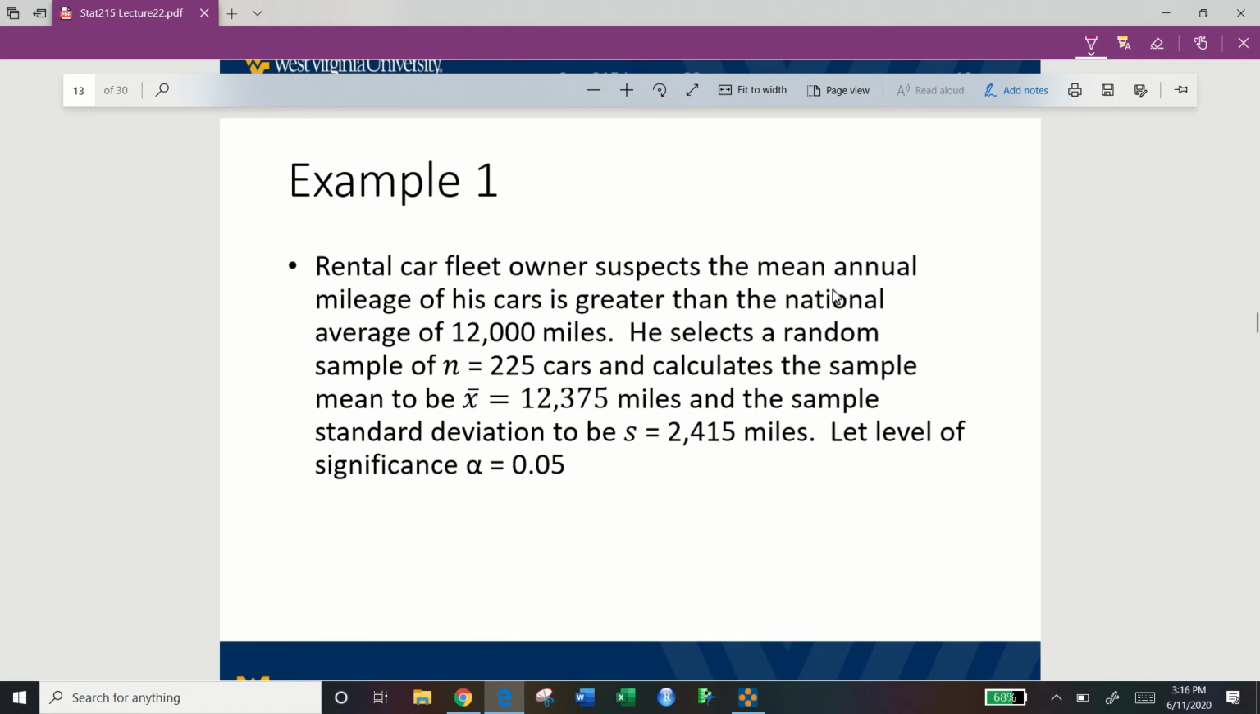A rental car fleet owner suspects the mean annual mileage of his cars is greater than the national average of 12,000 miles. He selects a random sample of n equals 225 cars and calculates the sample mean to be x bar equals 12,375 miles and the sample standard deviation to be s equals 2,415 miles. Let the level of significance be alpha equals 0.05. Okay.